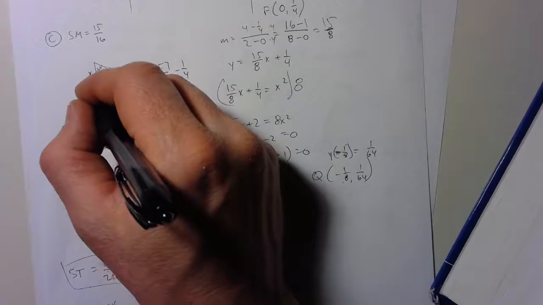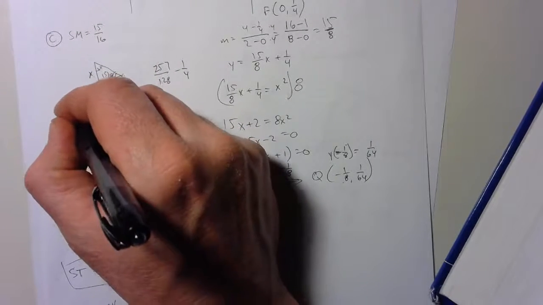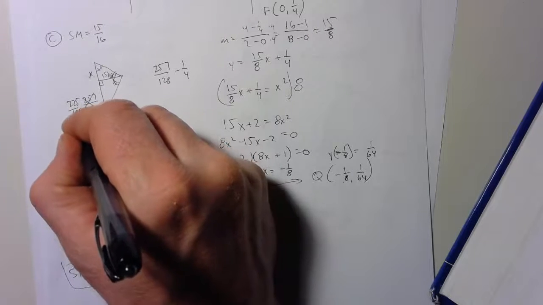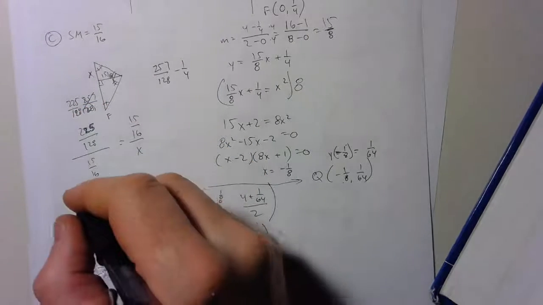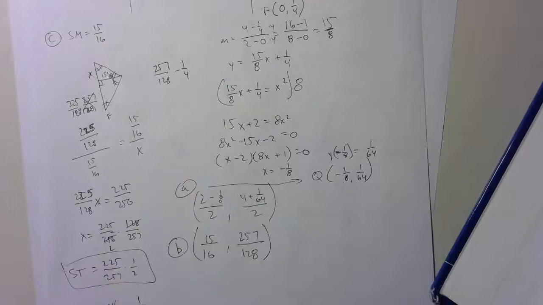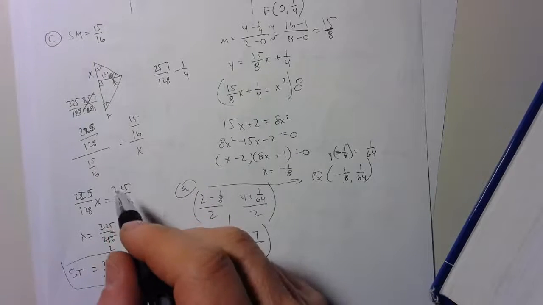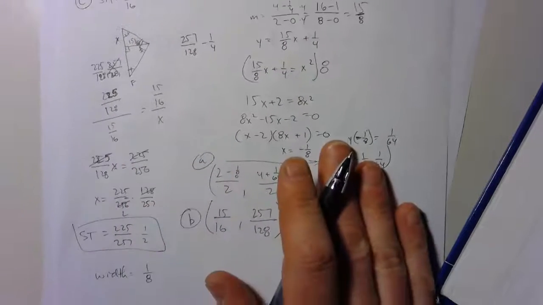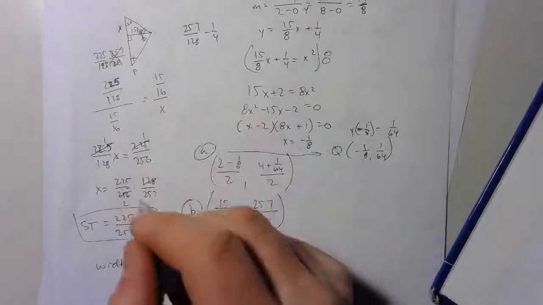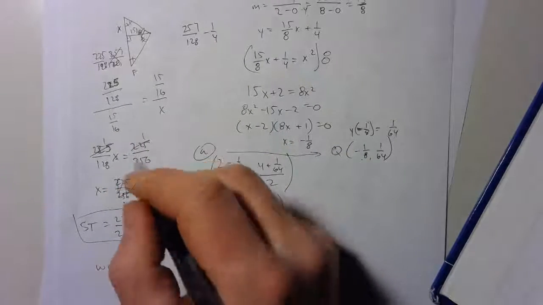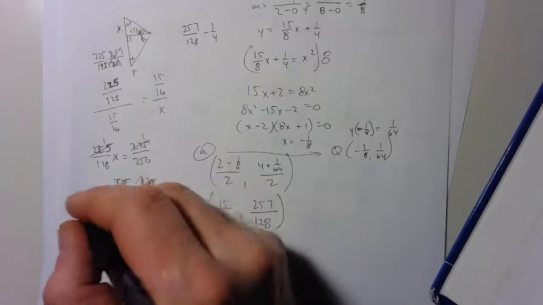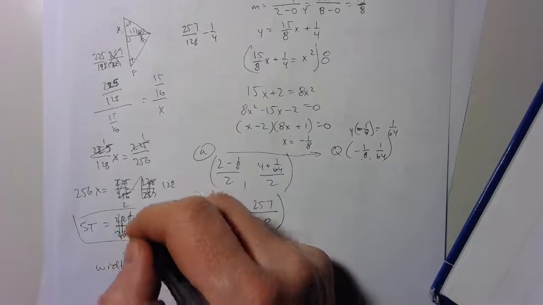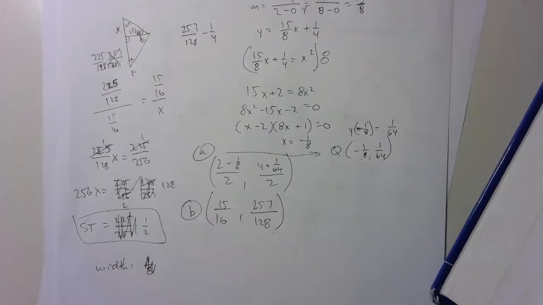So that's going to give me 225 over 128. Okay, so that's going to be 225 over 128. When I cross multiply here, well, actually before I cross multiply, I can reduce these, boom, boom, and so I can see for myself that instead I'm going to have 256x equals 128. Hey, that's going to be 1/2 there. So ST is 1/2.